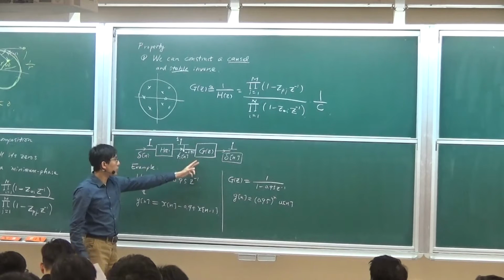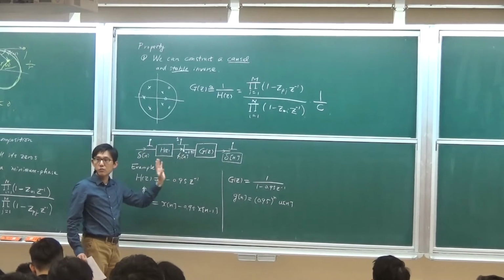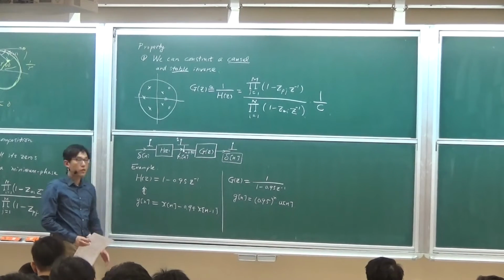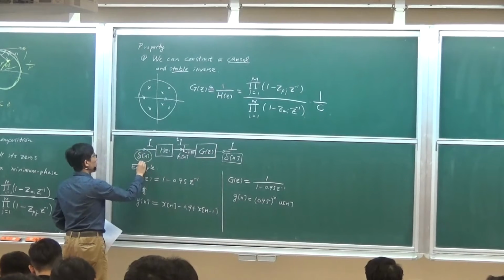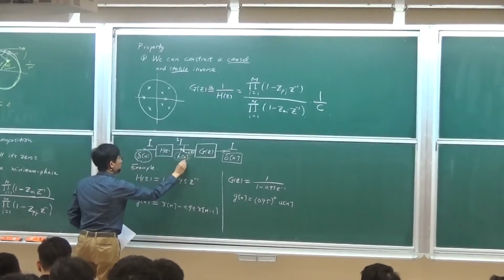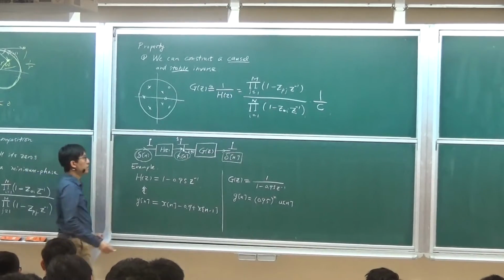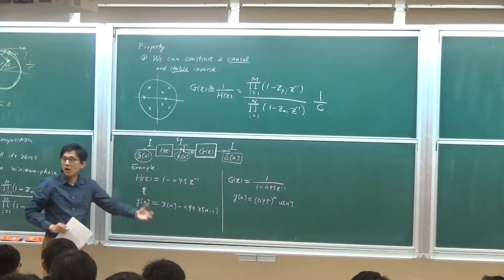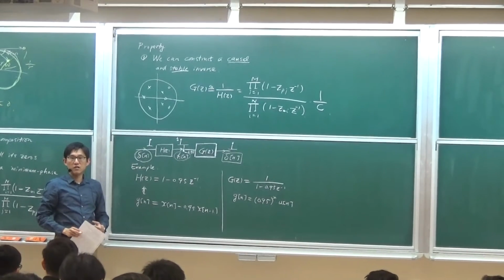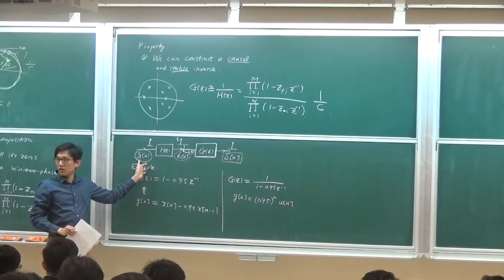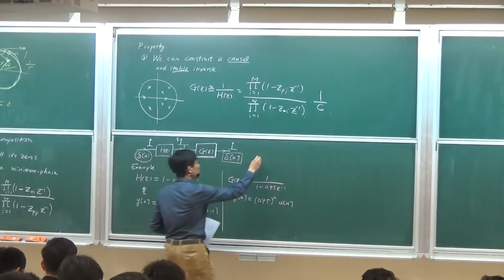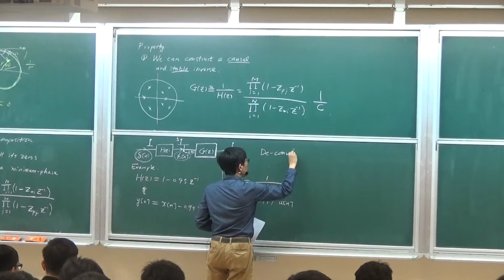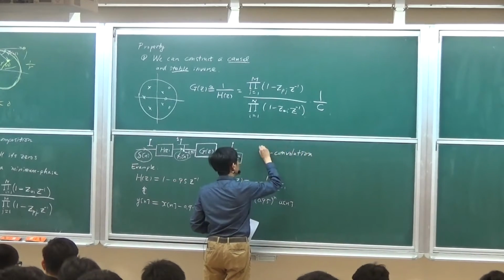Sometimes this process is referred to as deconvolution, because for the original signal, we are convolving the input with an impulse response, and if we put in an inverse system, then this convolution is undone. We get back the input. That's why it's called deconvolution, because what we're doing is essentially undoing the convolution.